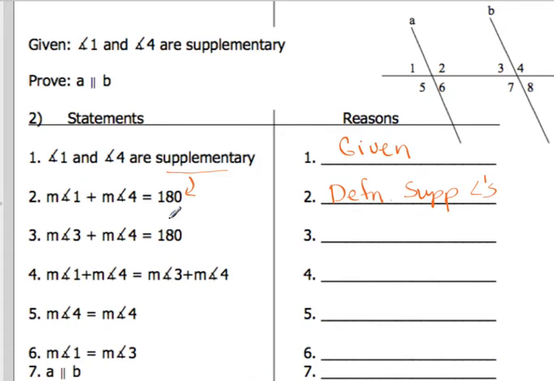And then they're saying that 3 and 4 are supplementary. Well, 3 and 4, we're not coming from these statements up here. So we need to go look at the picture and decide if we agree that 3 and 4 are supplementary. So 3 and 4 are here. They are going to add to 180 because they are a linear pair. And that is the linear pair postulate that says that linear pairs add to 180. So we're going to put linear pair postulate.